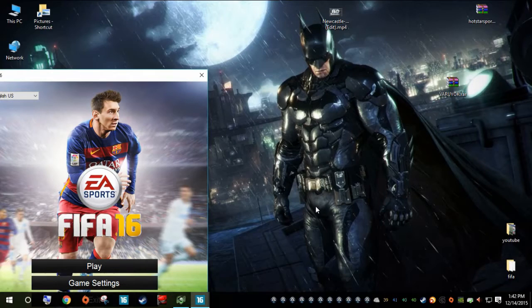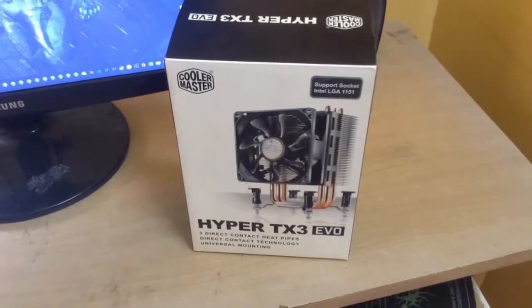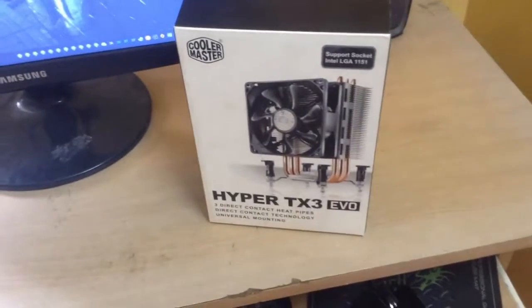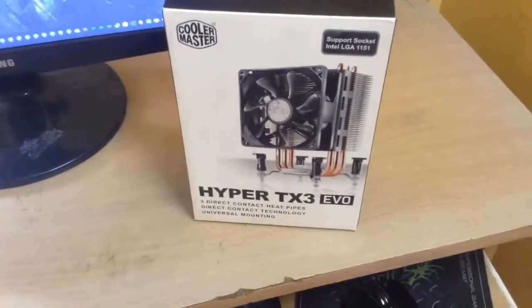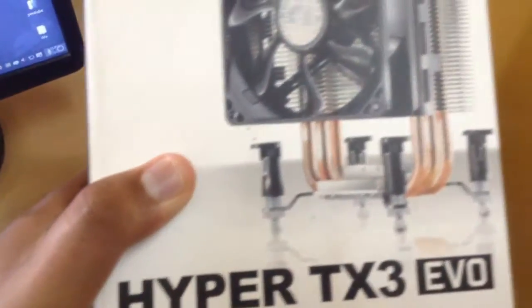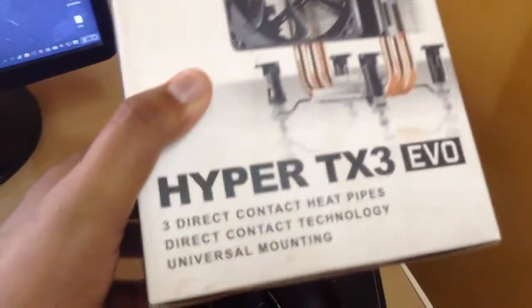I swapped out the stock cooler and replaced it with a Cooler Master Hyper TX3 Evo. This is the one which I bought. It's a Hyper TX3 Evo. There are three copper pipes, I think. Yeah, there are three copper pipes. It's direct contact.